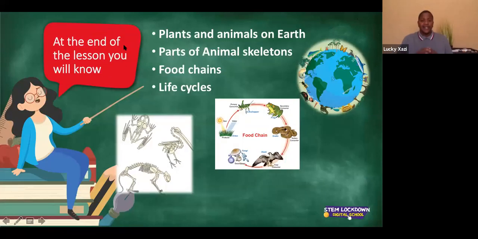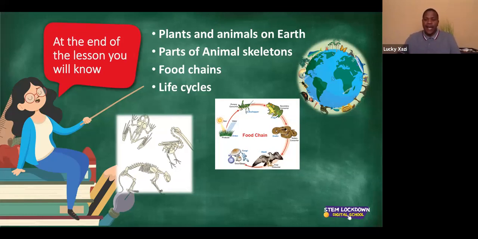I want you guys at the end of the lesson to identify and know the following: that Earth has plants and animals. Also, for this lesson, you will learn about different types of animals with skeletons and animals without skeletons. And as we go deeper into the lesson, you will learn more about the different kinds of life cycle. You will also learn about the food chain as well.